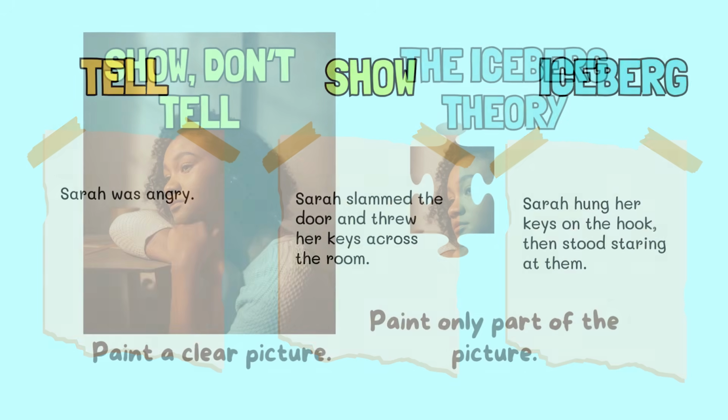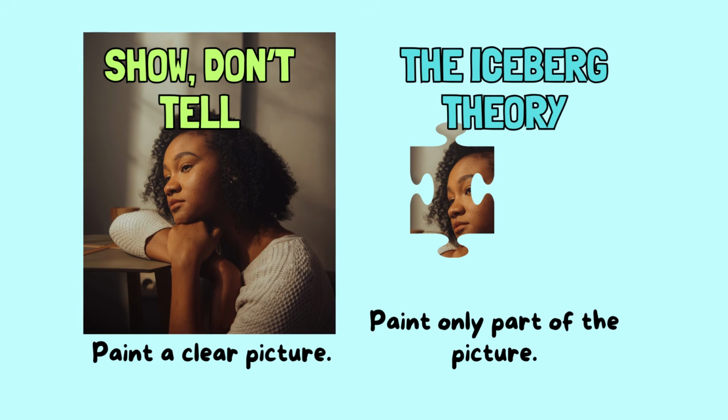Think of it this way. Show, don't tell teaches you to paint a clear picture. The iceberg theory teaches you to paint only part of the picture and let the reader's imagination fill in the rest. Both techniques make your writing more engaging, but the iceberg theory creates an even deeper level of reader involvement.